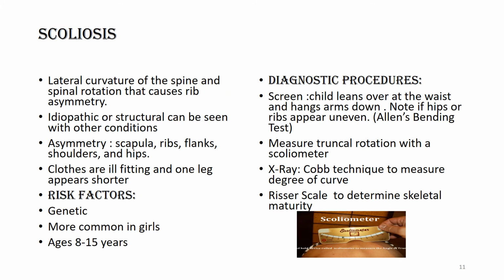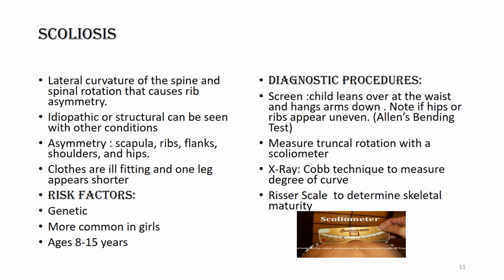So scoliosis is a lateral curvature of the spine, and you'll see spinal rotation that causes the ribs to be asymmetric. There's 2 different kinds of curves. One's an S and one's a C, and the literature says the S is probably the worst of the 2. It can be idiopathic, or it could be structural and seen with other conditions. You'll see that the scapula or the ribs or the flanks, shoulders, and hips are asymmetrical.